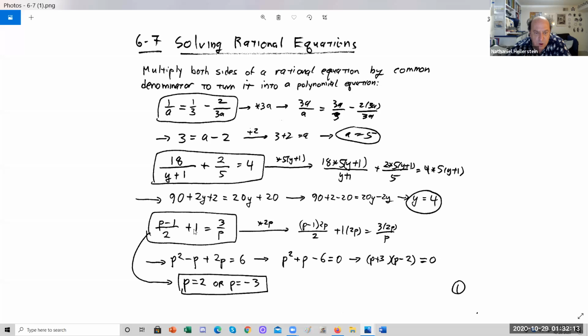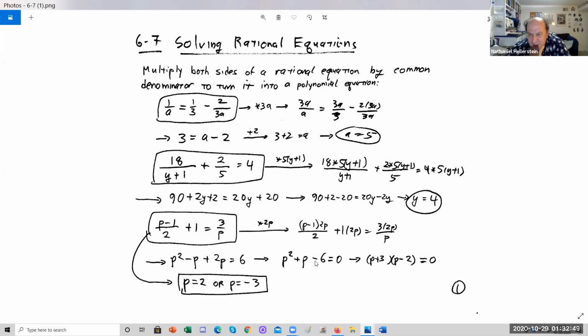You have (p minus 1) over 2 plus 1 equals 3 over p. Denominators are 2 and p, so multiply throughout by 2p. So (p minus 1) times 2p over 2, plus 1 times 2p, equals 3 times 2p over p. The 2's cancel here, the p's cancel here, and multiply it out: p squared minus p plus 2p equals 6. Combine these terms, transpose, subtract 6: p squared plus p minus 6 equals 0.